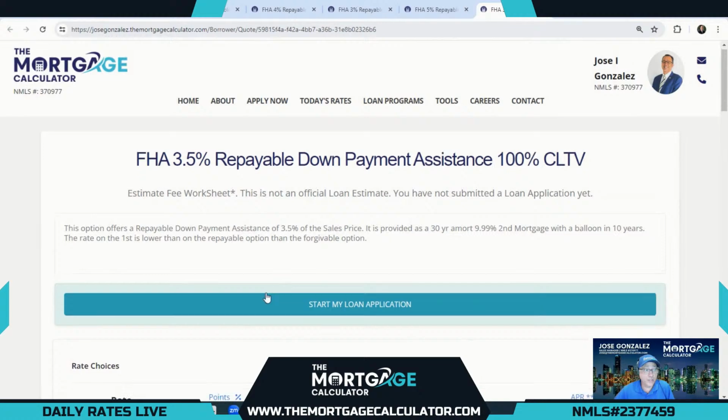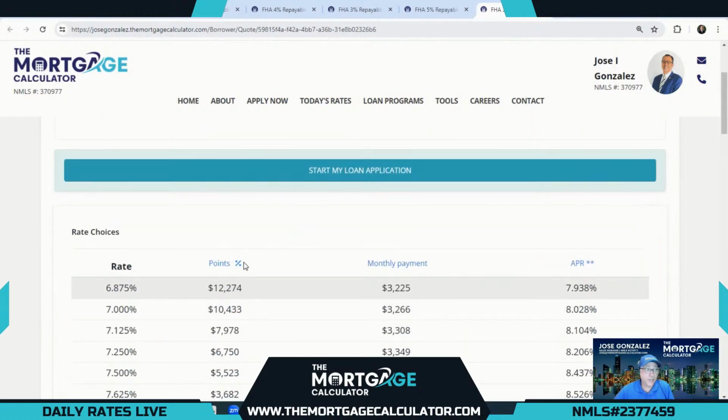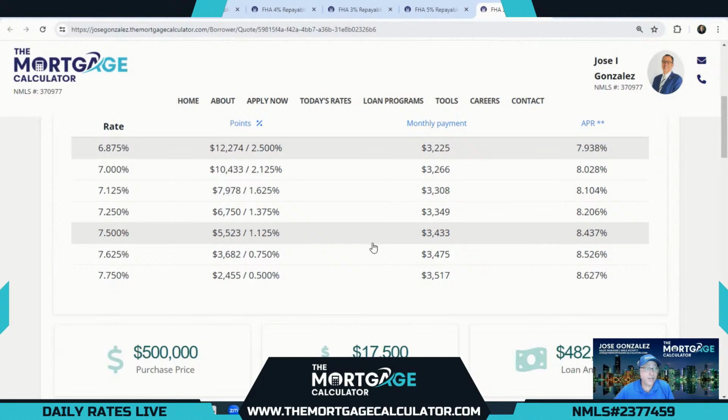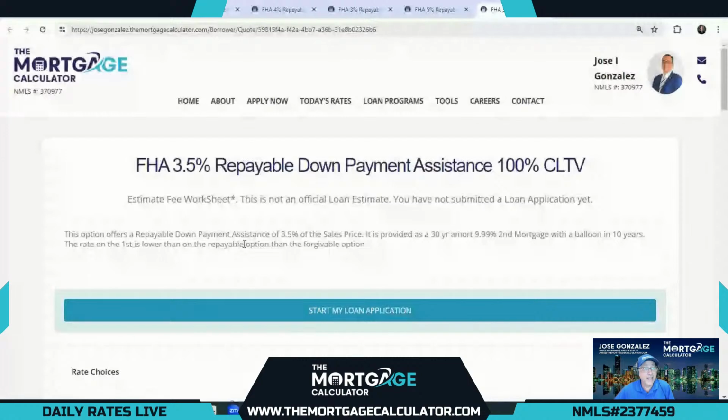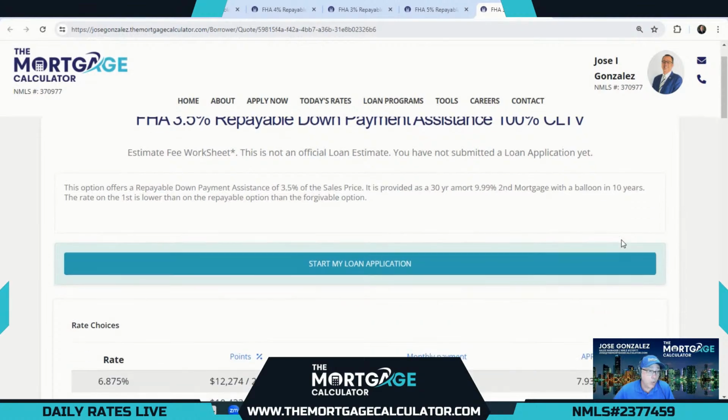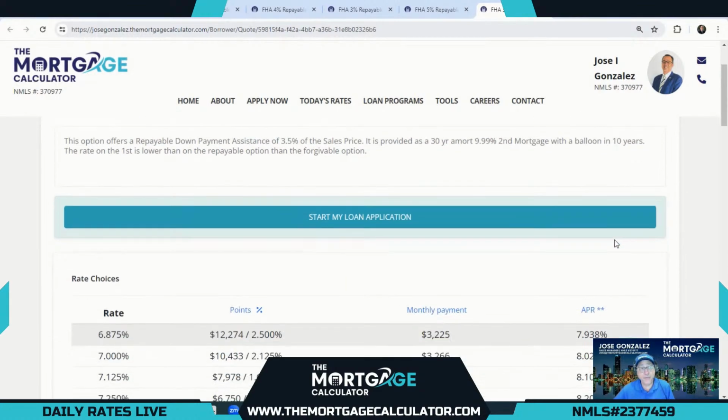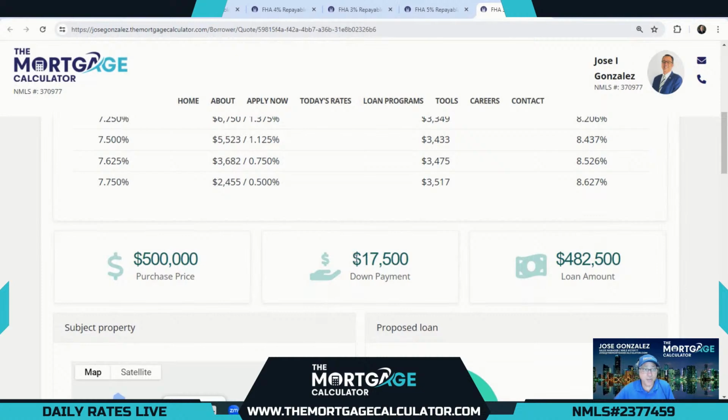And now when I show you the repayable option, you can visualize what I'm talking about here, because now the repayable option, same 3.5% down payment assistance, but now it is a second mortgage with a 30-year amortization at a 9.99% interest rate with a balloon after 10 years. That means after 120 payments, the balance is due. Now, this is a small loan, right? In this case, 3.5% is $17,500. So it's not really going to be that high of a payment, 100 and something dollars.